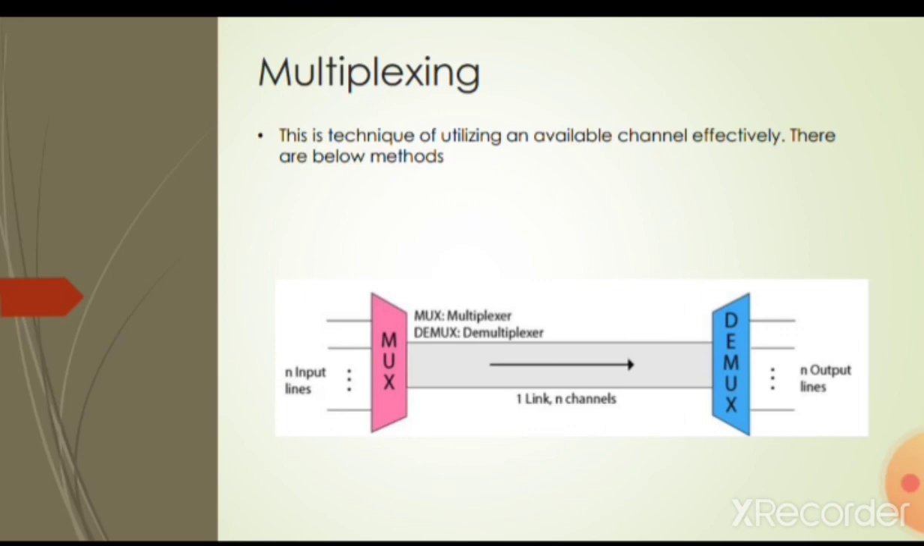In our next lecture, we will be discussing different types of multiplexers.